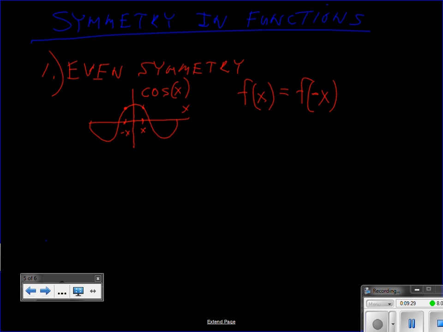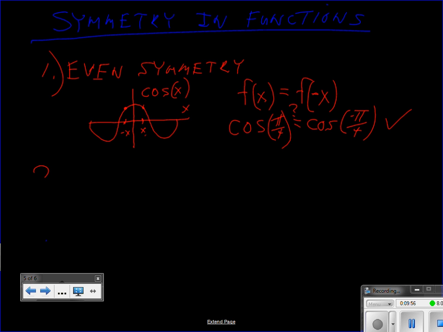Okay, so you can see in the case of the cosine here, the cosine of, let's say, pi over 4, is that equal to the cosine of negative pi over 4? Is it true for all x? You'll find out it is. Just a property of the cosine. That is true. Cosine is an even function.